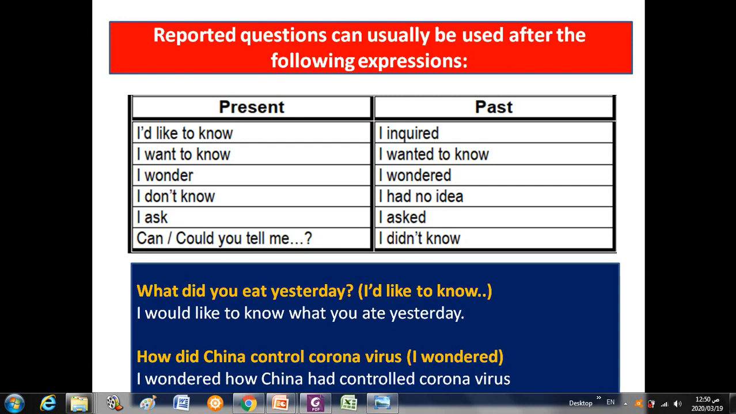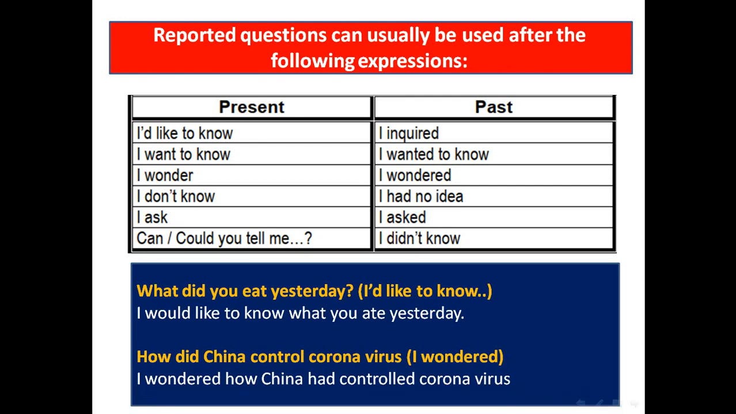Now we come to the second one. How did China control coronavirus? I wondered. Here you don't have I wonder, but I wondered. Again, this is past, so I say I wondered how China had controlled coronavirus. Originally the question was in the past simple. When we changed it into indirect, we used had controlled. Why? Because you have I wondered, a past expression, and you have to send the tense back into the past, so we change did control into had controlled, the past simple into past perfect.